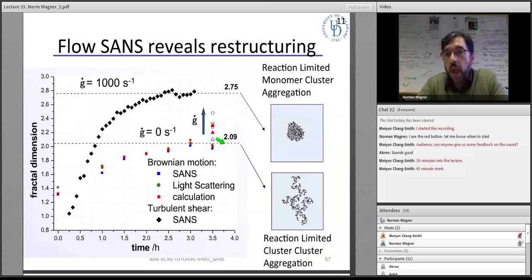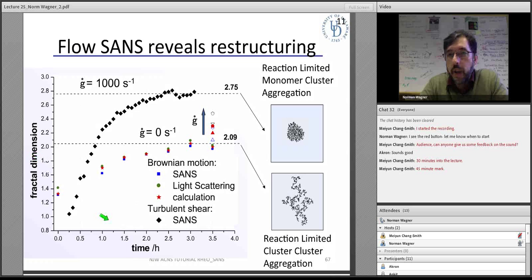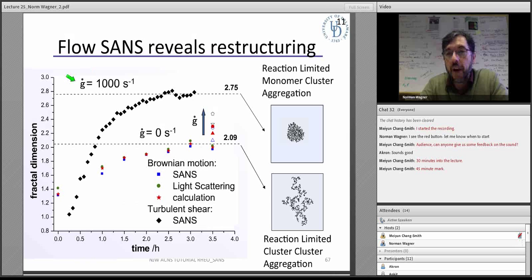So here's a plot now of that fractal dimension. I've taken scattering data, and I haven't shown you the data, but I've analyzed that fractal regime. And I've plotted that fractal dimension as a function of time after adding the salt, if you will. I can do that at rest, which gives me a fractal dimension of around 2, but I could do that under shear. So this is the characteristic shear rate. G dot in this plot is gamma dot, the shear rate, a very high shear rate.